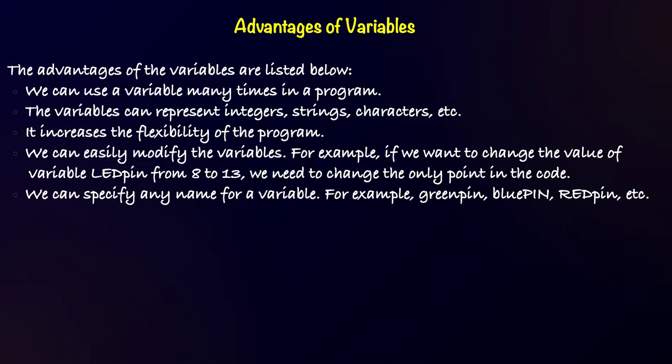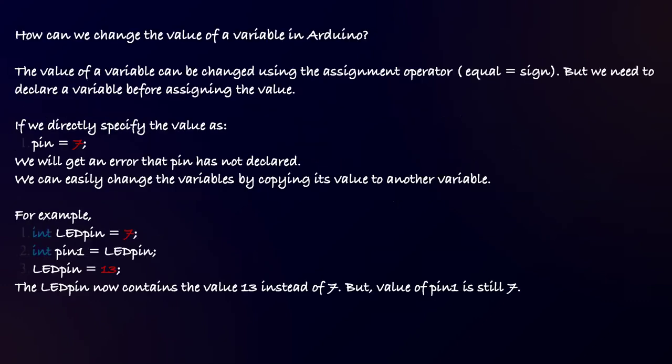Okay. Now we can specify any name for a variable. For example, green pin, blue pin, red pin, etc. Anything you can just name it. You just have to write pin at the end. Okay, now try to understand: pin is important, the name before it is not important. You can write your own name also.